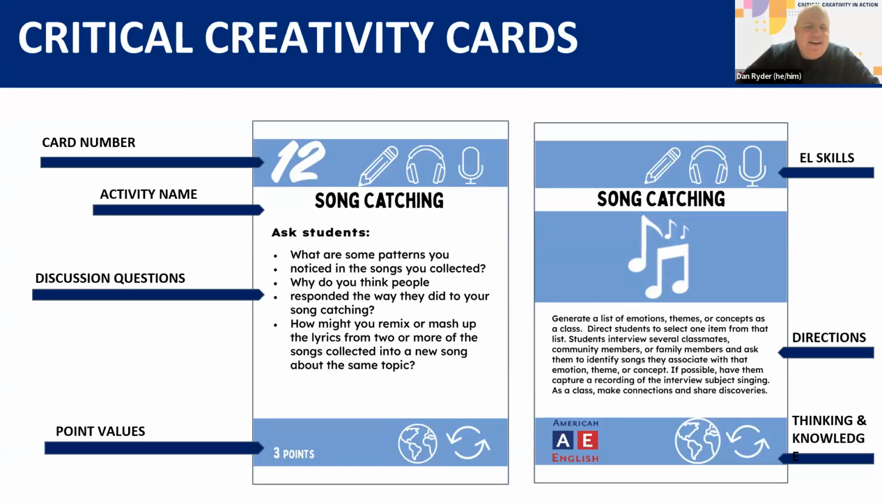And then finally, we have thinking and knowledge icons that let us know the dimensions of thinking that we'll be doing and the types of knowledge that we'll be engaging in during this activity. And we find that on each of the critical creativity cards.